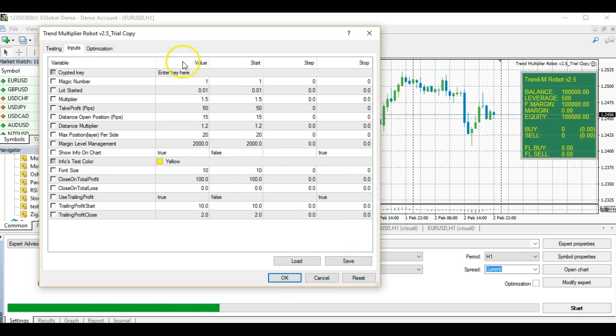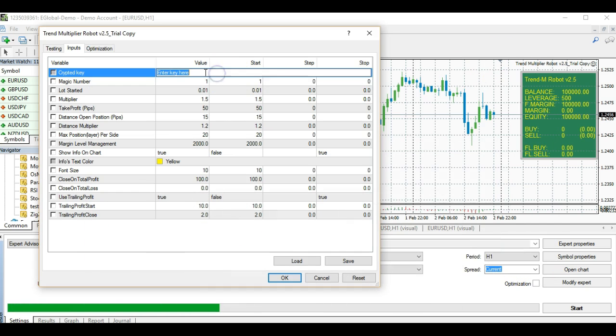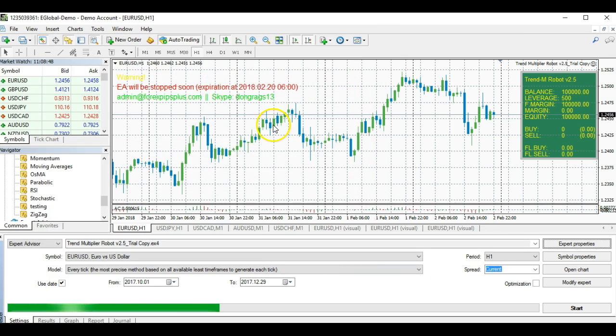All right, and then remember that your encrypted key actually is not copied. Okay, then paste it so that it will work. All right. So this is the trial version, so you can see that there is a trial version, I mean the trial date.